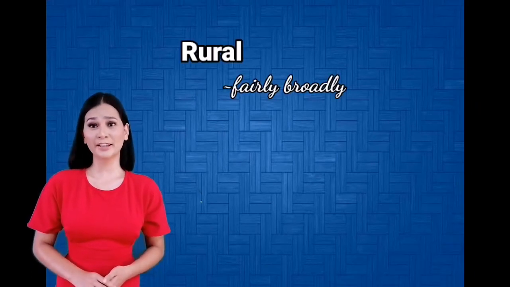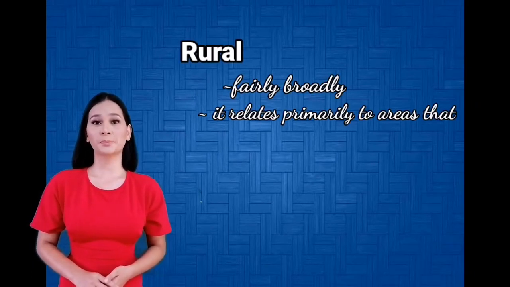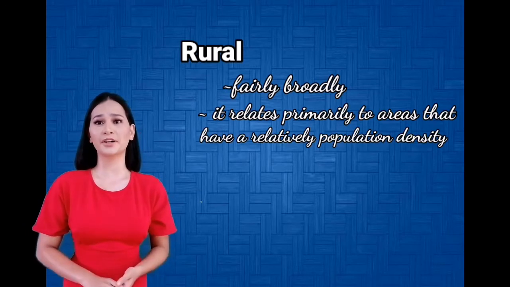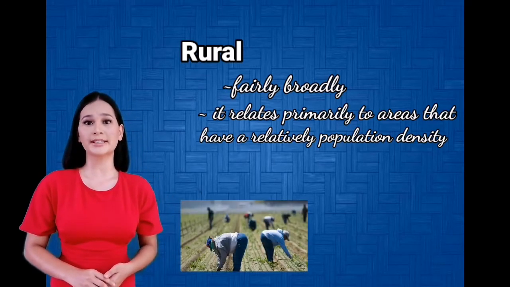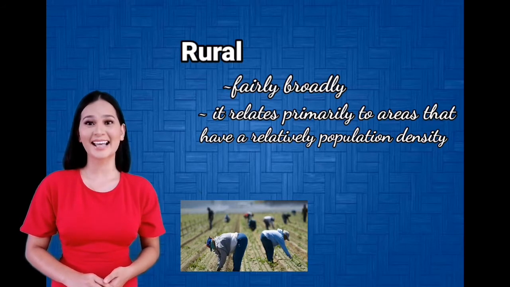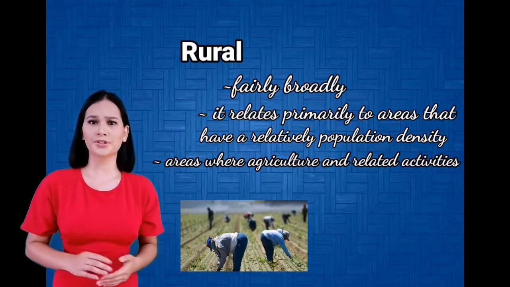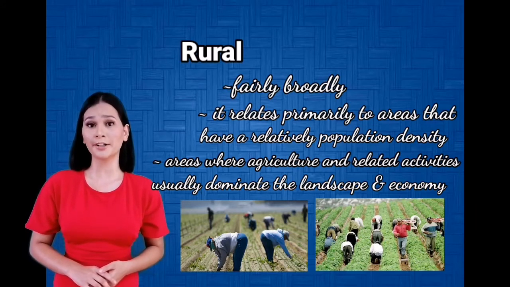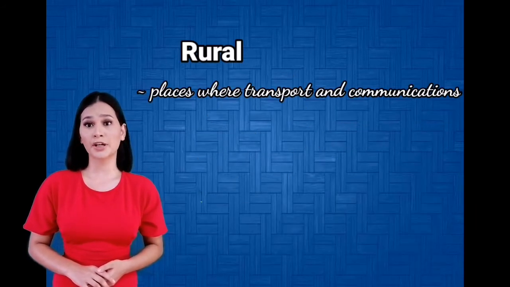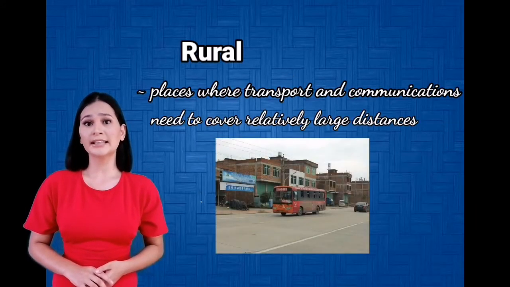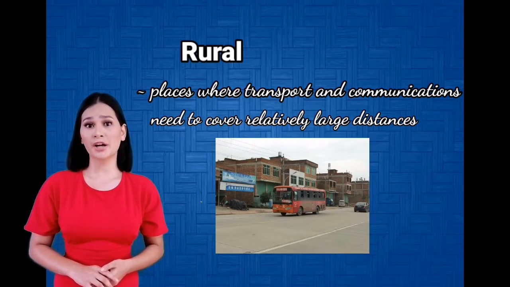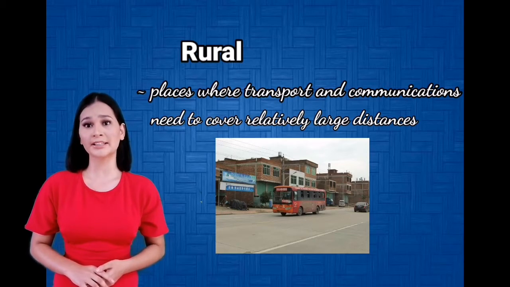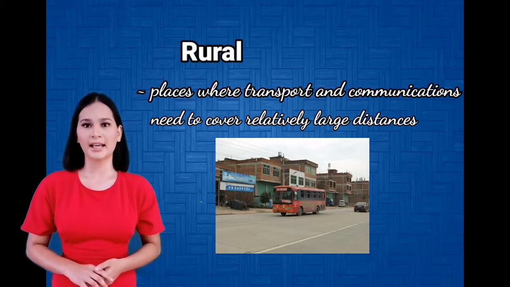But in this class, rural is defined fairly broadly. It relates primarily to areas that have a relatively low population density compared to cities. Areas where agriculture and related activities usually dominate the landscape and economy, and places where transport and communications need to cover relatively large distances, making travel and service provision relatively difficult and costly.